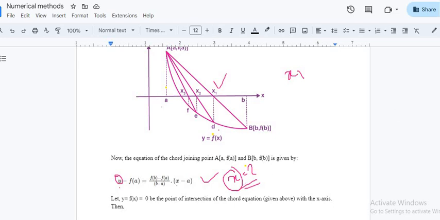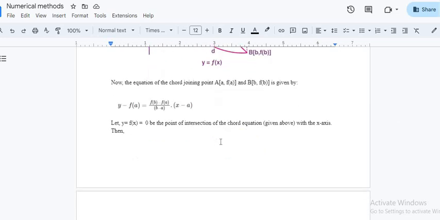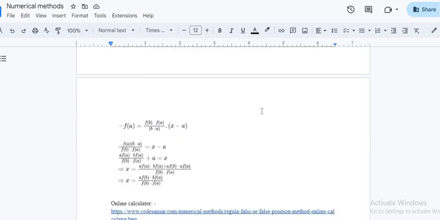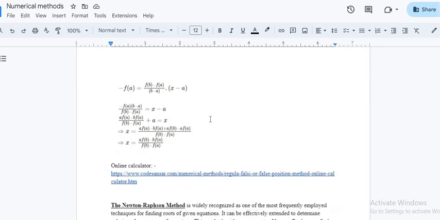Let me just check how to calculate this. When y is equal to 0, you have this expression, something like this. After simplification, one can find the value of x is equal to (a f(b) minus b f(a)) divided by (f(b) minus f(a)). So go for the iteration and you can find a more accurate value of the root.